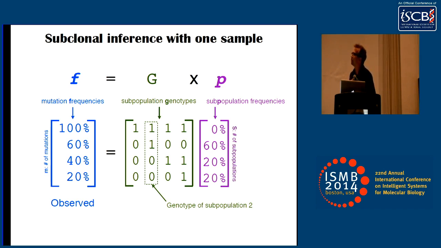So here you have a vector that's a vector of the mutation frequencies that we were seeing before, right? And then that vector, you have to explain by a matrix of subpopulation genotypes. So each one of these columns corresponds to one of the subpopulations in the tumor or at some point in the tumor's evolutionary history.